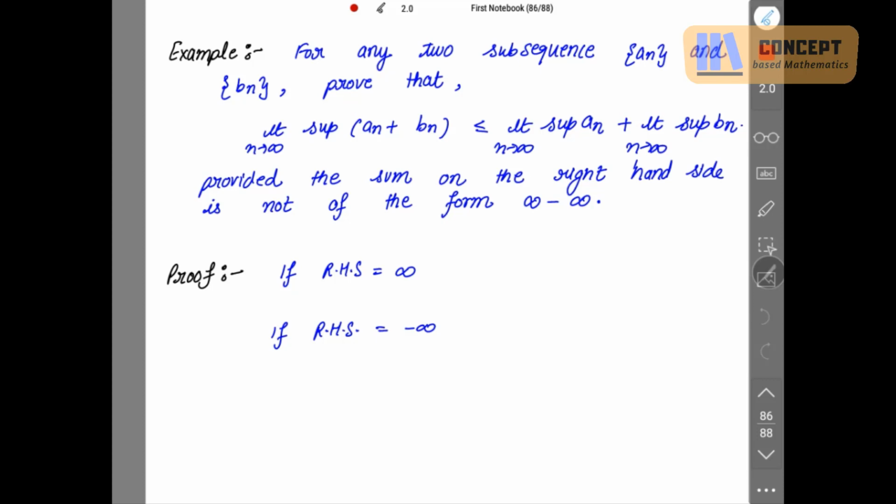Suppose the RHS is equal to infinity. If the right hand side is infinity, then there is nothing to prove. Obviously, the left hand side is less than or equal to the right hand side because it is infinity. So if RHS is infinity, the inequality holds and there is nothing to prove.